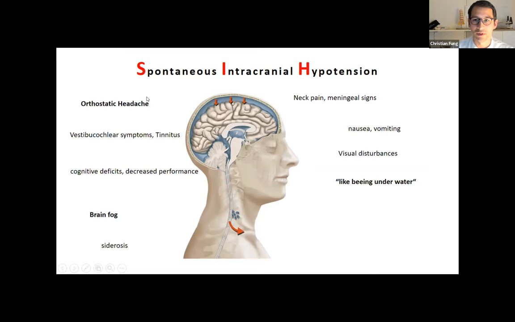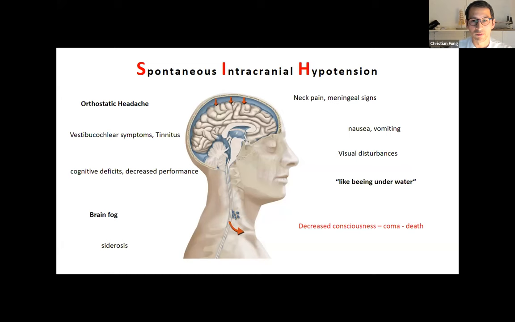But the patients also very often complain of brain fog, and they say it's like being underwater, like being pulled into one's own self, and they very often display vestibulocochlear symptoms. And although this might seem mild to you, you may not forget that few patients also present with a decreased level of consciousness and fall into coma, and very, very few might even die of the disease.